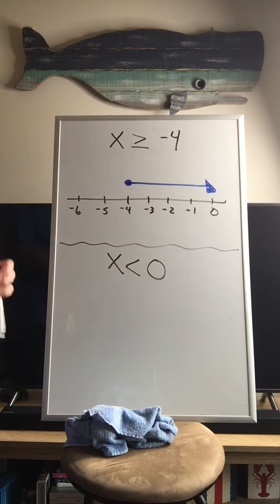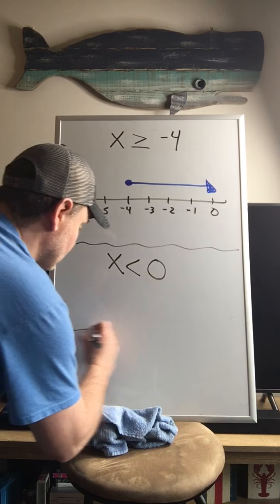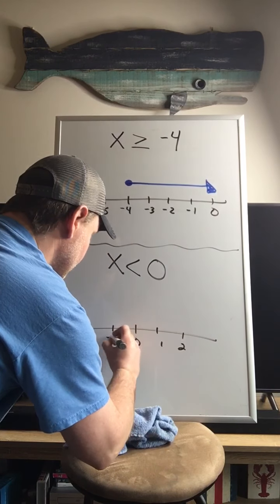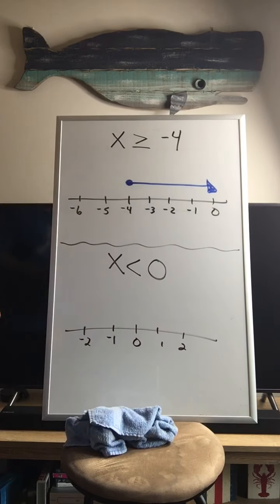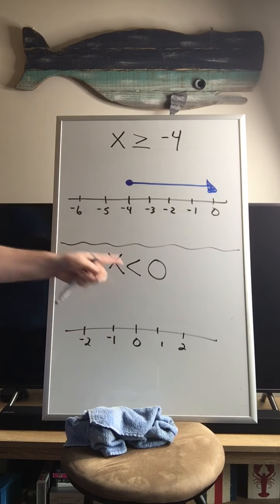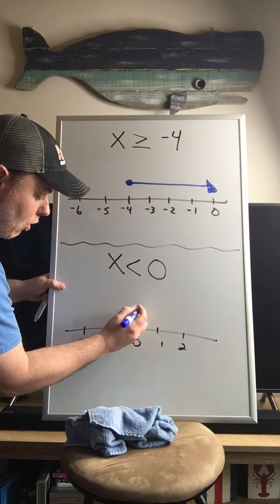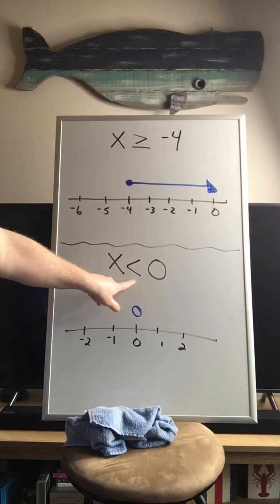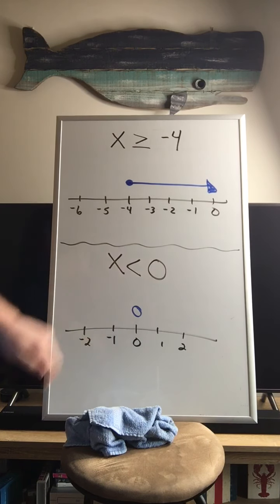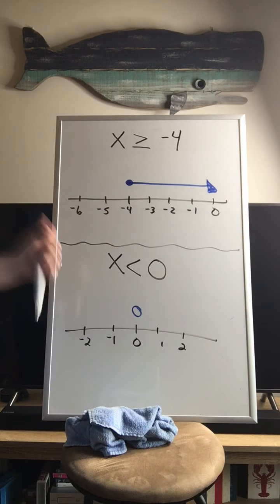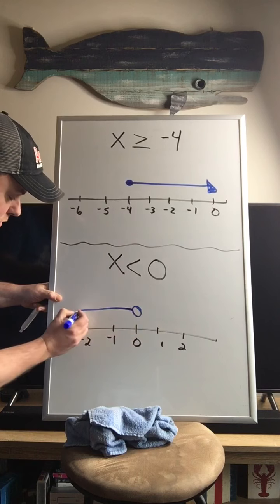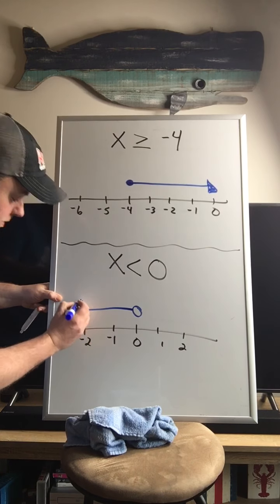Now down here, x is less than 0. So for this, I have to make a number line with 0 on it. So the number is less than 0. And now my dot that I put on 0 is going to be open, because it doesn't have an equals to. It doesn't include 0. And now where are the numbers less than 0? Over here to the left, right? So I draw my arrow, boom, just like that.